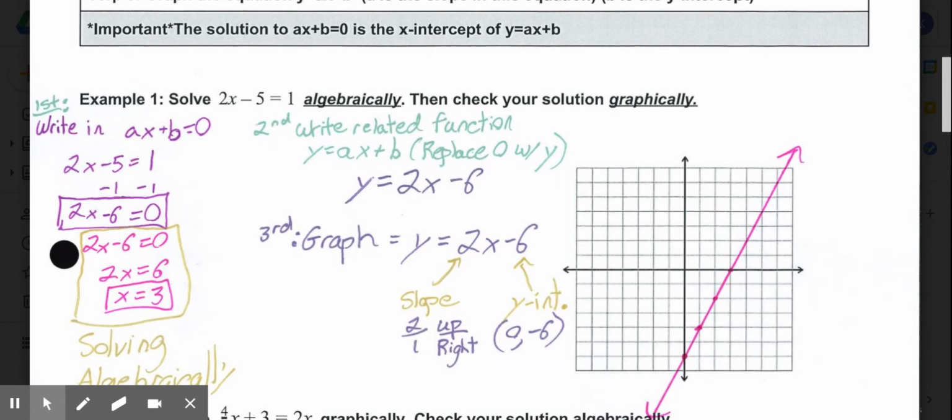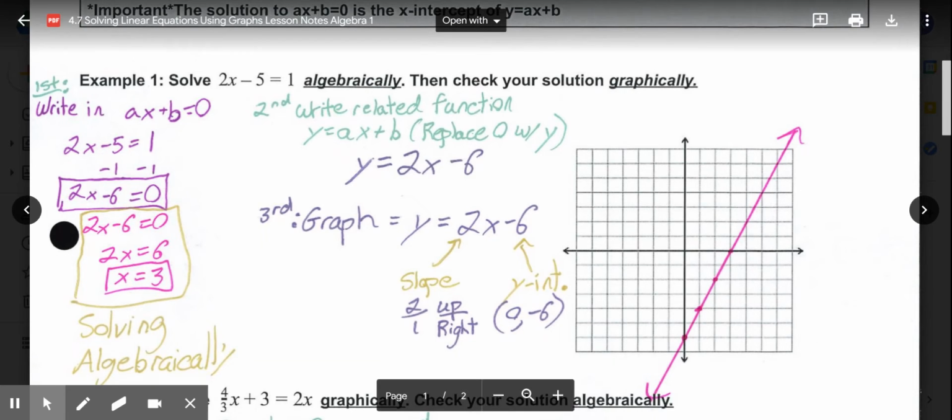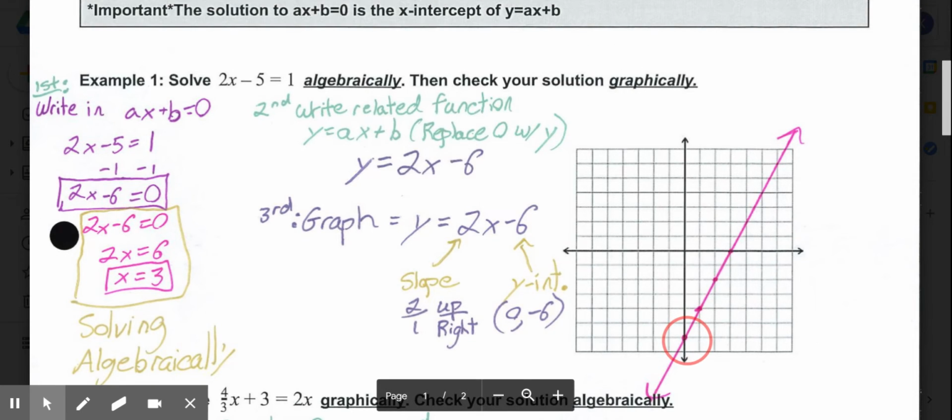And then we're going to graph that, where we know what's attached to the x is the slope, and the plus or minus on its own is the y-intercept. So my y-intercept is a negative 6, so I'm going to start my graph at 0, negative 6, and then I'm going to follow the slope, which is 2. So 2 over 1 tells me from the y-intercept, go up 2, right 1. So from 0, negative 6, my line would go up 2, right 1. There's the next point. Up 2, right 1, up 2, right 1.